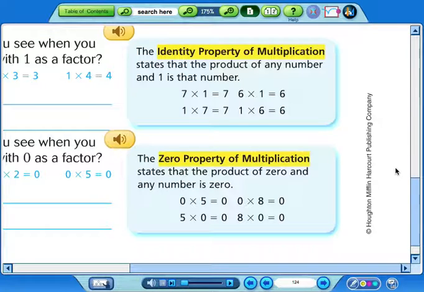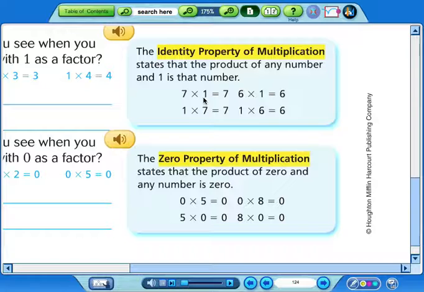Friends, it's Mrs. Beals. We're here today to learn two properties of multiplication that will help you find products. The first property is called the identity property of multiplication. The identity property just says that if you multiply a factor by 1, it's going to be the other factor, okay? Here's an example. 7 times 1.